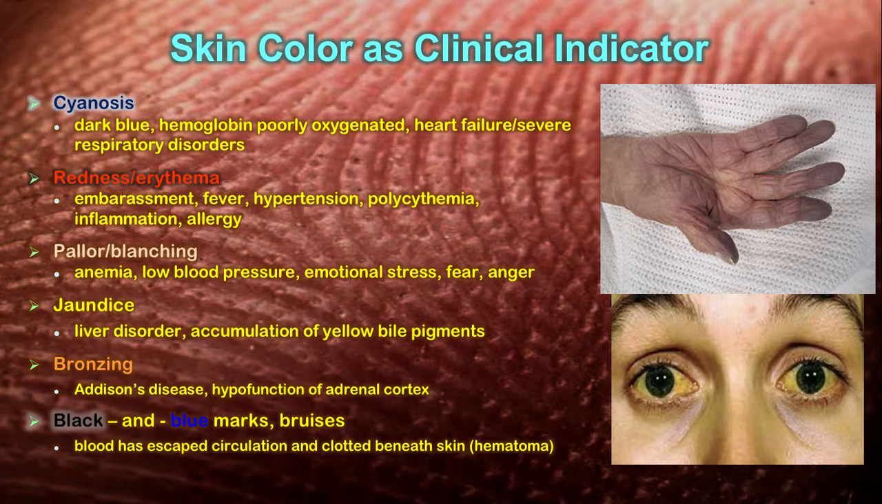Okay, polycythemia. Anybody know what that one is? It's a high red blood cell count. So you have too many red blood cells. It's the opposite of anemia. So anemia, you have too few red blood cells. Okay, but polycythemia is too many.